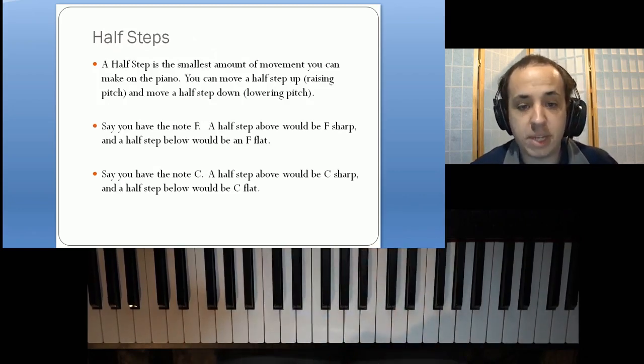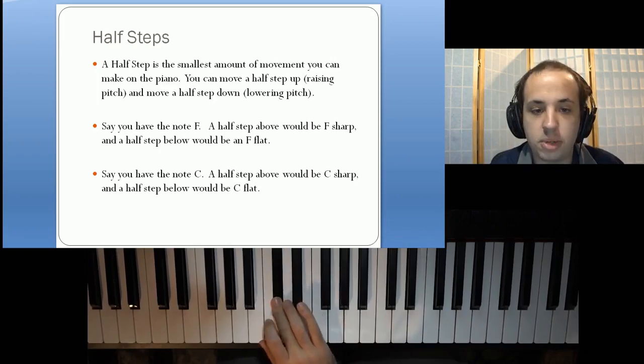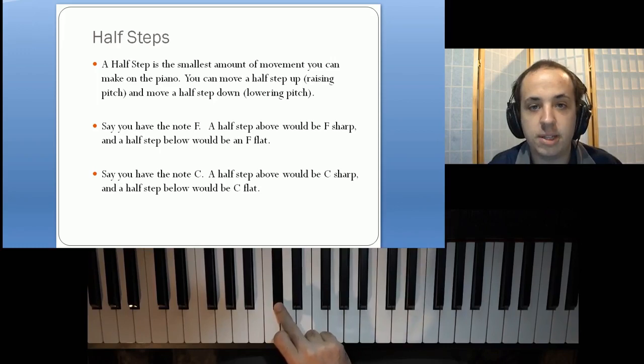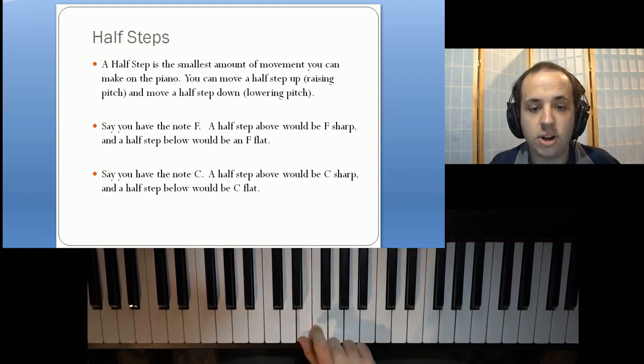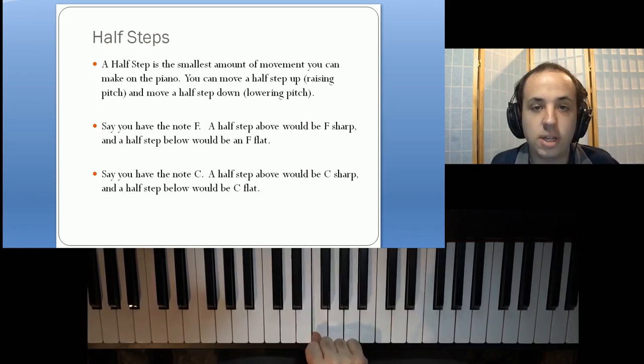So, half steps. A half step is the smallest amount of movement you can make on a piano. If you have C, and then you go up a half step to C sharp, that's your half step. And if you're at C sharp and you want to go up a half step, that's D, since it's the next connecting note on the piano. You have to be careful though between E and F, because there's no black key here. See that? So a half step above E is actually F, and not E sharp or F sharp, because there's no black key in between.